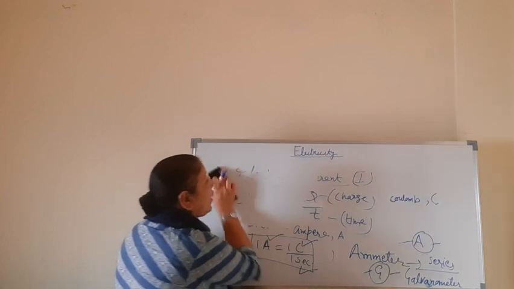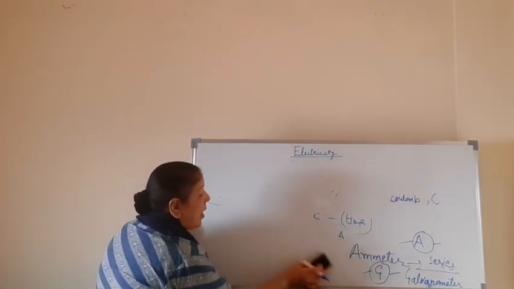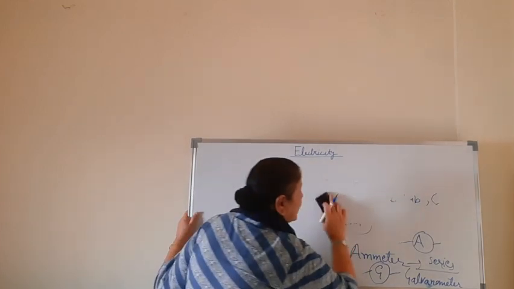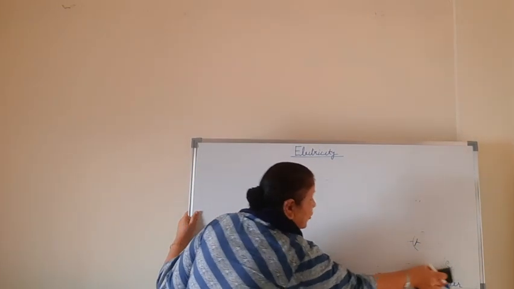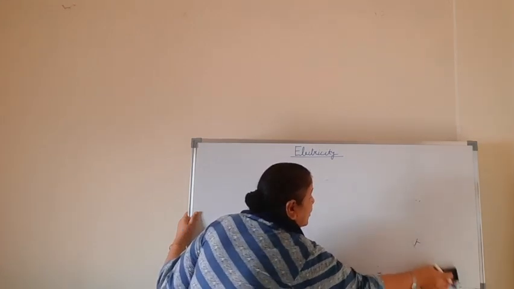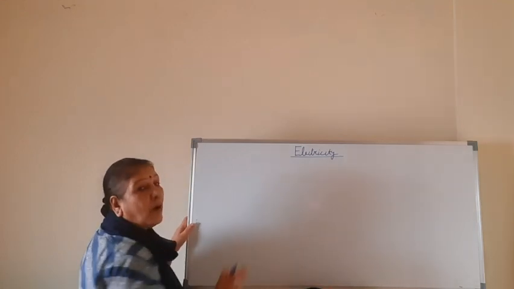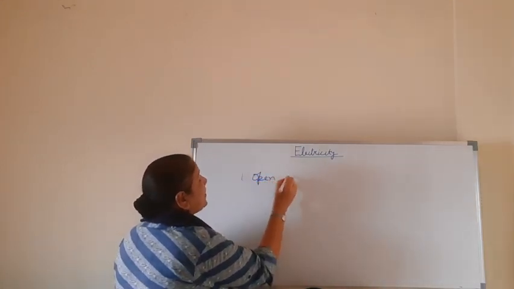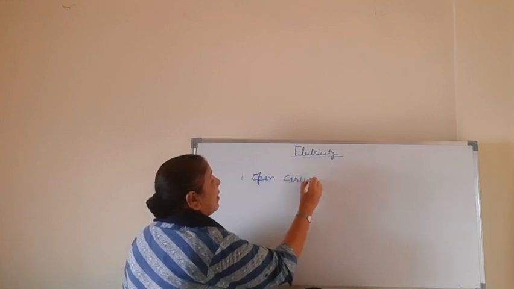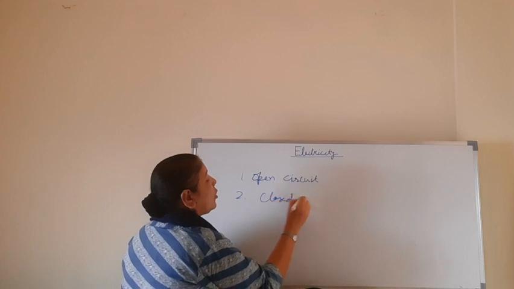Now, one more thing about electric current is the circuit. I'll be showing you a simple circuit diagram. Before that, I'll be telling you the symbols, how you represent all the components in a circuit. Before that, I'll tell you what is an open circuit and a closed circuit.